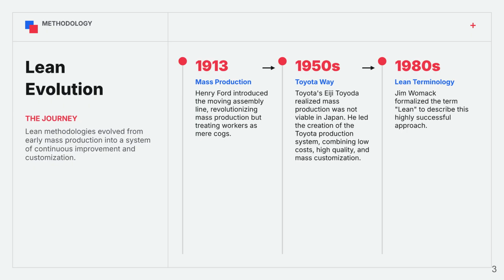Japan's market demanded smaller production volumes and greater product variety. Under the leadership of E.G. Toyota, Toyota developed the Toyota Production System, which emphasized eliminating waste, improving quality, reducing costs, and continuously refining processes. Unlike traditional mass production, employees were encouraged to identify problems and contribute ideas for improvement.